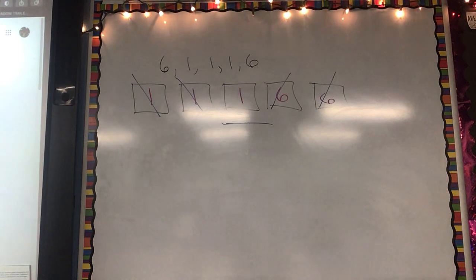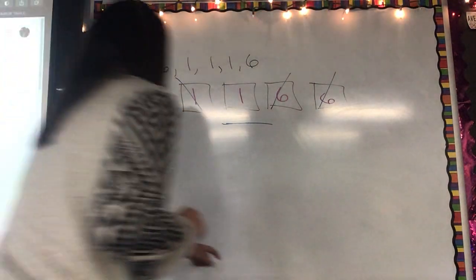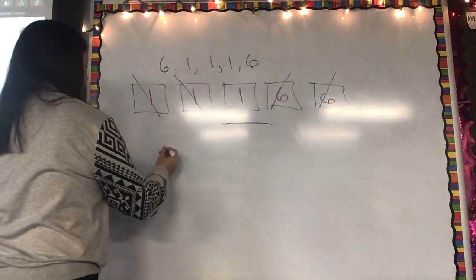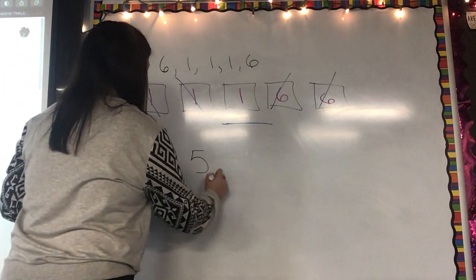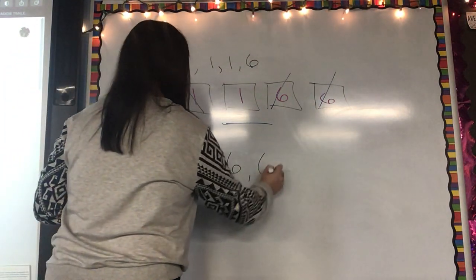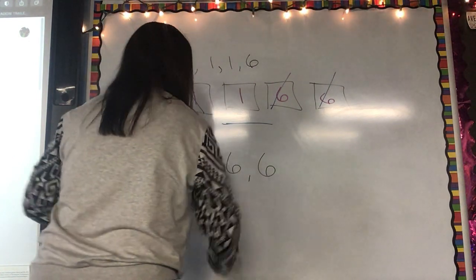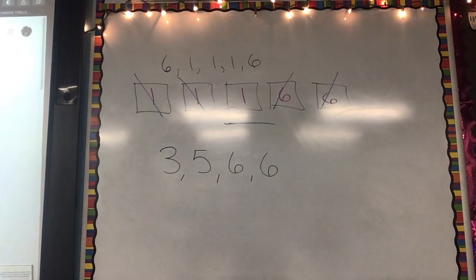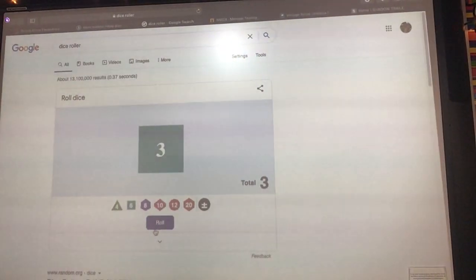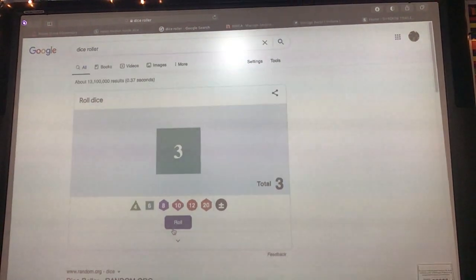So when I'm putting those in order, least to greatest, what's going to come first? 3. 3, then 5, and then 6. Very nice. So in your boxes, fill them out. 3, 5, 6, and 6. All right, let's go back to our worksheet.